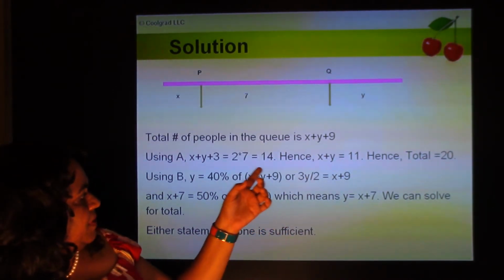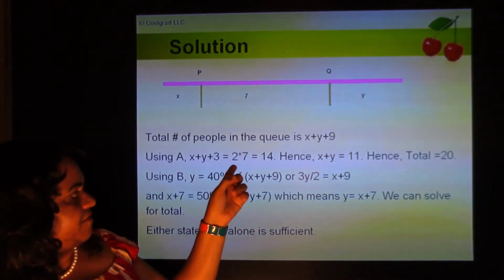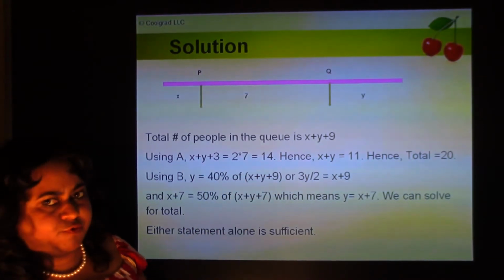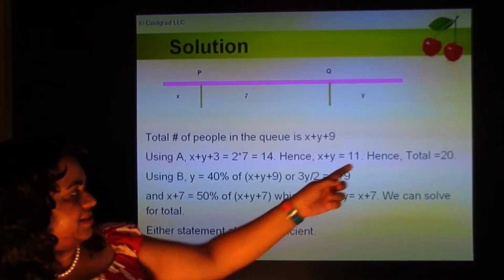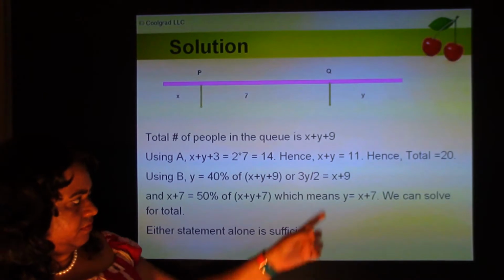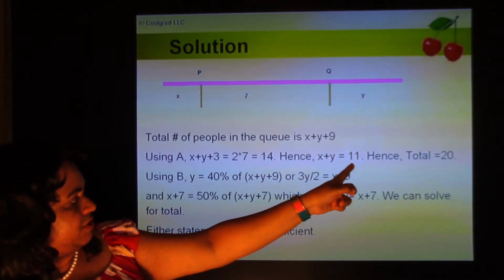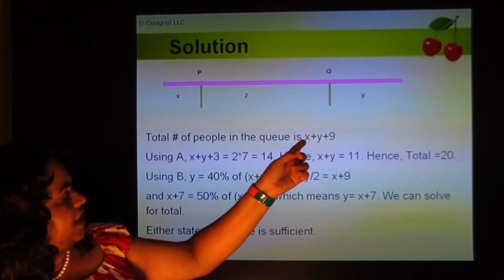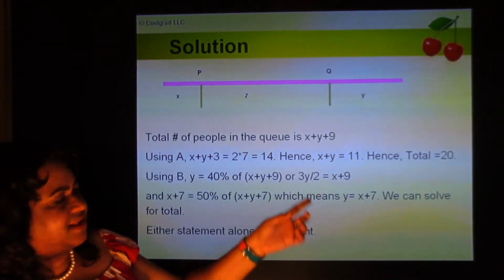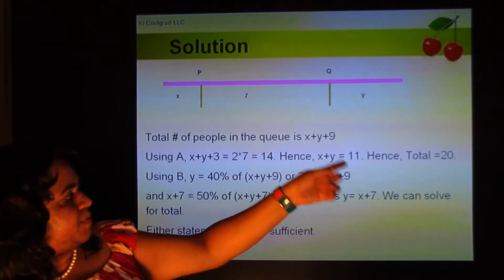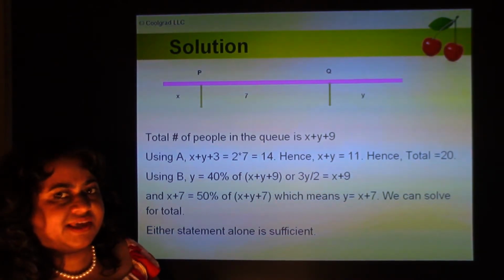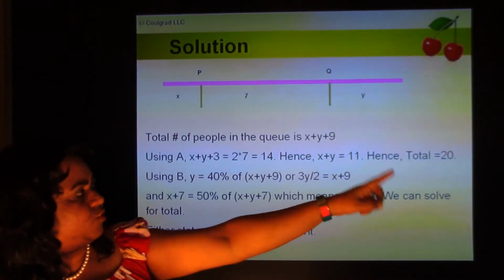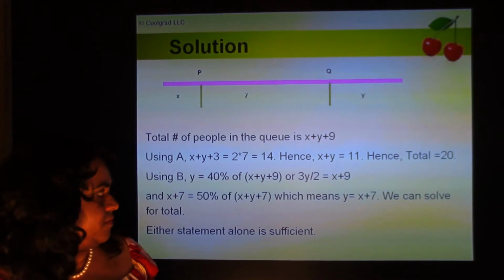So 7 here, and the ratio of 7 to the number is 1:2. So X plus Y plus 3 is equal to 2 times 7. X plus Y plus 3 is equal to 14. X plus Y is 11. So X plus Y is equal to 11. And from that we have to calculate the total number of people in the queue, which is X plus Y plus 9. So 11 plus 9, we have 20 people. So using statement A alone, we can arrive at the total number of people in the queue as 20.